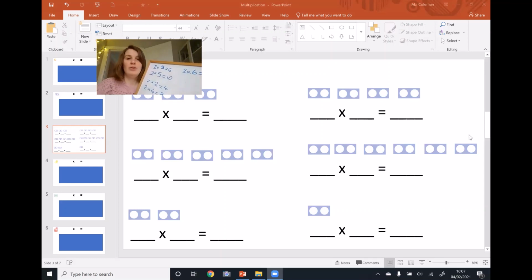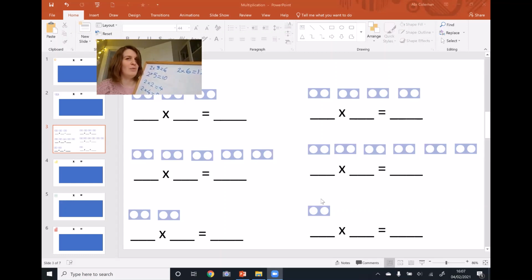Now we've got to find the total of all of those 2s. 2, 4, 6, 8, 10, 12. I counted in 2s. And I'm going to double check by counting in 1s. 1, 2, 3, 4, 5, 6, 7, 8, 9, 10, 11, 12. Brilliant. Right, let's do the last one.